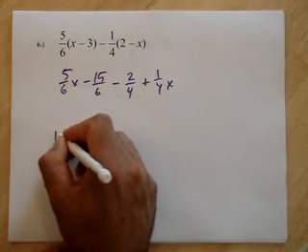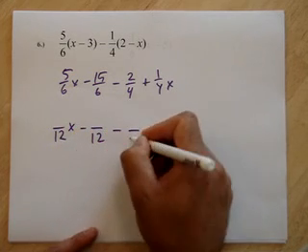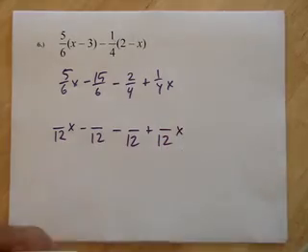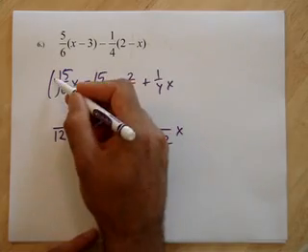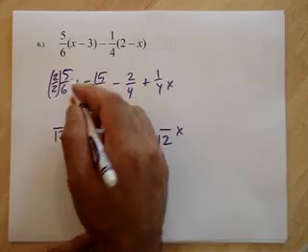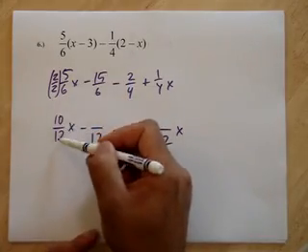So let's do that. I'm going to make something over 12 x minus something over 12 minus something else over 12 plus something over 12 x. Okay? So what am I going to multiply this guy by? I can only multiply each one of these guys by 1. The 1 I'm going to multiply this guy by looks like this. That's a 1. 5/6 times 1 is 10/12. 5/6 and 10/12 are equal. So this is still 5/6.